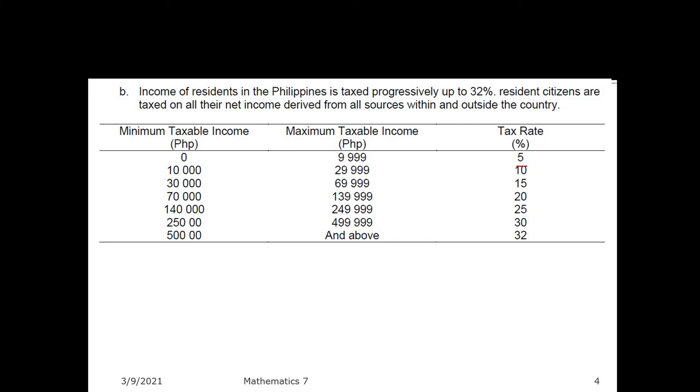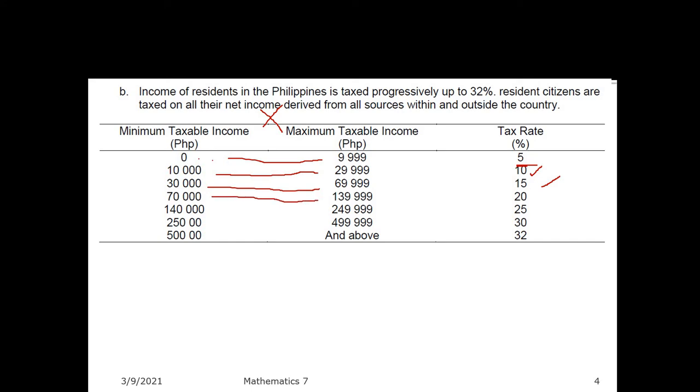So if we are going to look at it, if you have 0, these are our x. So we have several x's from 0, so 0 to 999. So this will be the tax rate. If your salary is from 10 to 29,999, then you will have a 10% tax rate. 30 to 69,999, then you will have 15% tax rate.